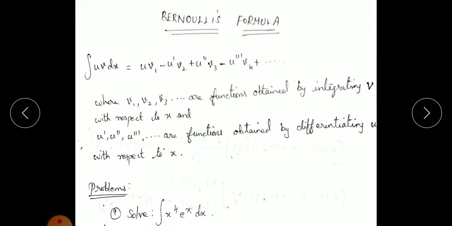That is, integration of u v dx is equal to u v1 minus u dash v2 plus u double dash v3 minus u triple dash v4 plus and so on. Okay, now based on this formula we are going to see some problems. First problem, solve the integral of x power 4 into e power x dx.